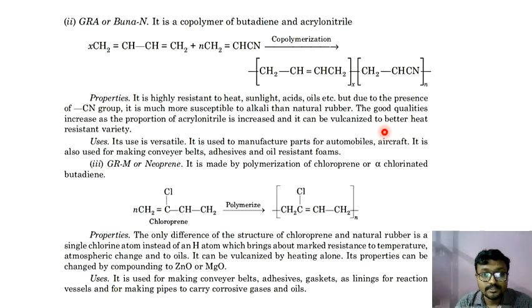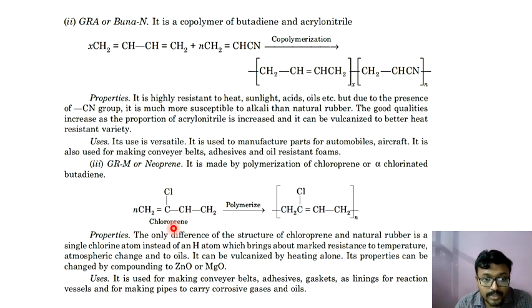Next one, another is Buna N. Now, with butadiene, if instead of styrene we use acrylonitrile, we get another rubber called Buna N. Buna means butadiene and N means acrylonitrile, so it is called Buna N. It is called GRA rubber.